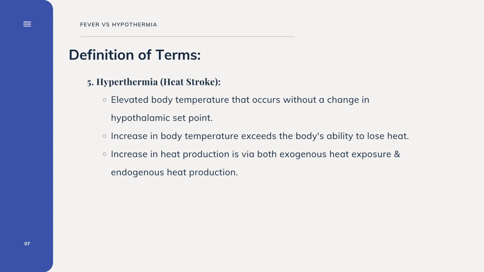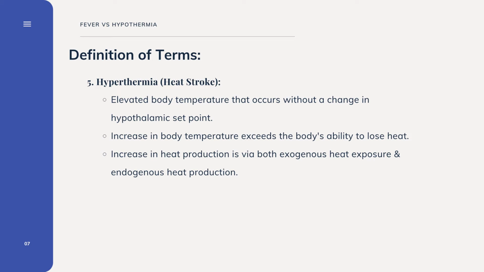Although most patients with elevated body temperature are considered to have fever, there are instances in which they are not considered to have fever despite having a high body temperature. One such instance is hyperthermia, commonly known as heat stroke. Hyperthermia is characterized by uncontrolled increasing body temperature that exceeds the body's ability to lose heat. The setting of the hypothalamic thermoregulatory center is unchanged. The increase in body temperature is brought about by two mechanisms, namely exogenous heat exposure and endogenous heat production.